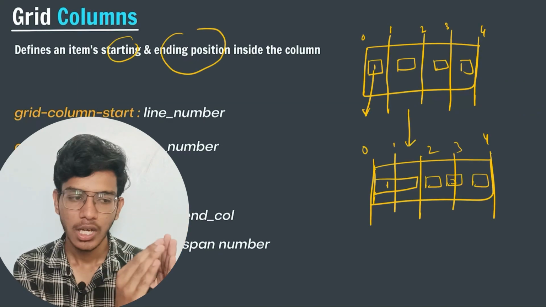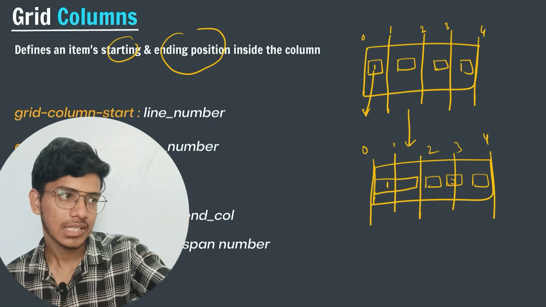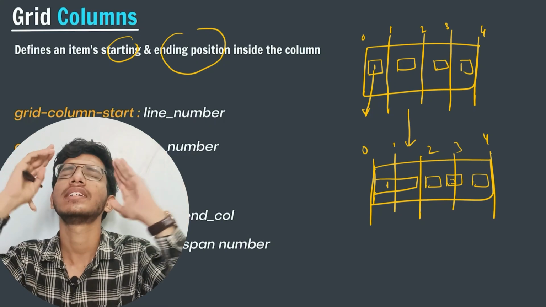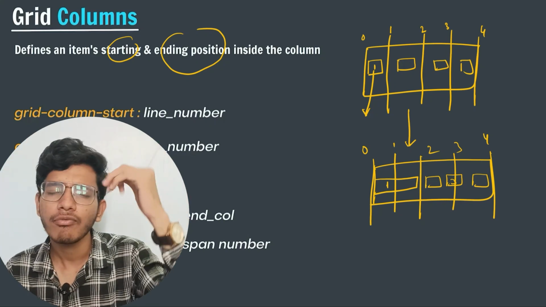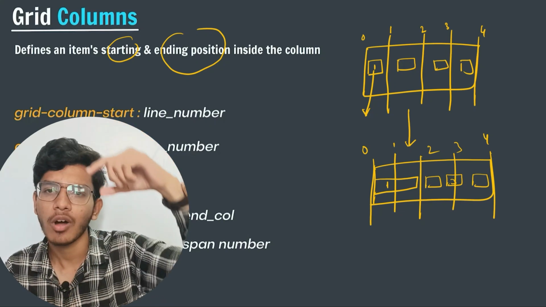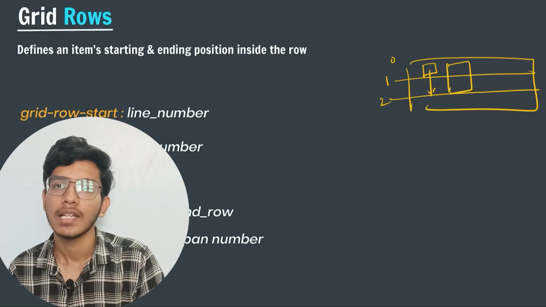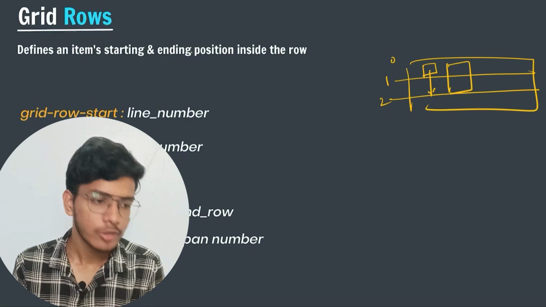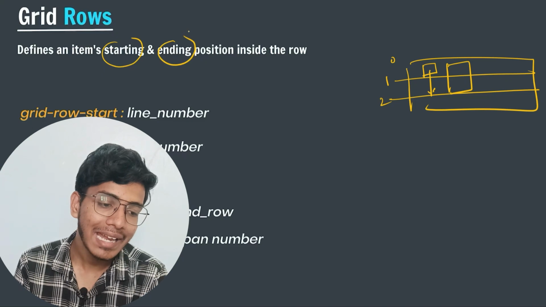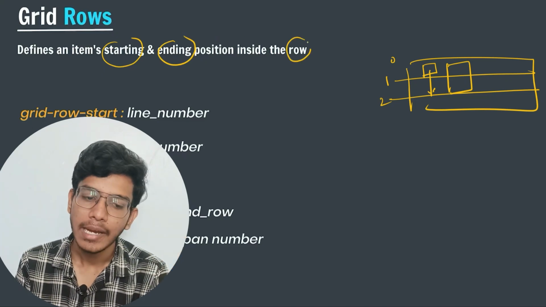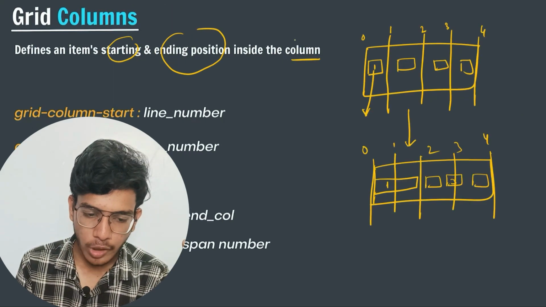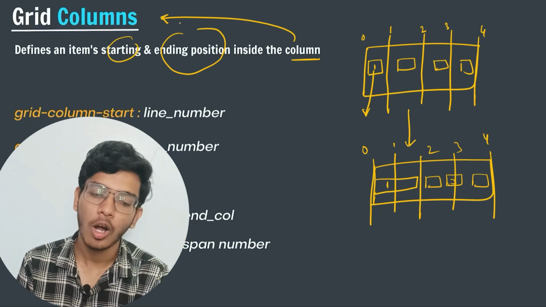If we want to create a structure in which the elements start at some vertical line and end at some other vertical line, then we will use grid column. If we want to create a structure where the elements extend in horizontal format, in rows format, then we will use grid rows. Grid rows is used to define the starting position and ending position of a particular item in terms of rows. In terms of column, we use grid column.